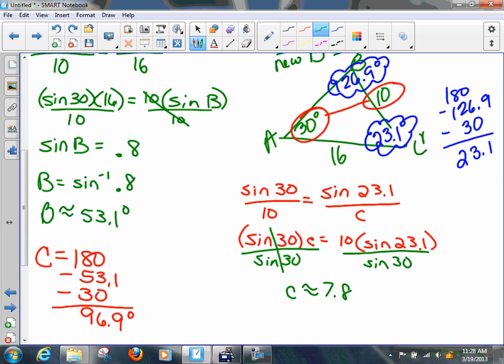And then I want to put that in my picture. So now everything's got a value. All of the angles are filled in. All of the sides are filled in. I'm good to go. The answers are the clouds, yes.